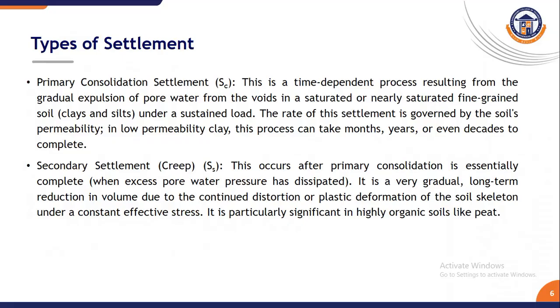Followed by this is secondary settlement, which is also called creep settlement. Secondary settlement occurs after primary consolidation is completed. It is caused by slow plastic deformation of soil under constant effective stress and is significant in organic soil. An example is structures built on peat soil, which may continue settling even decades after construction.